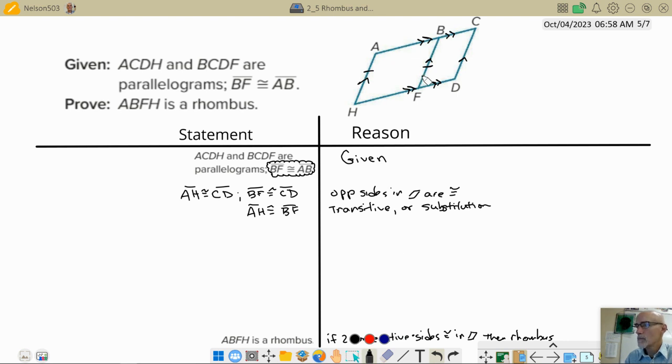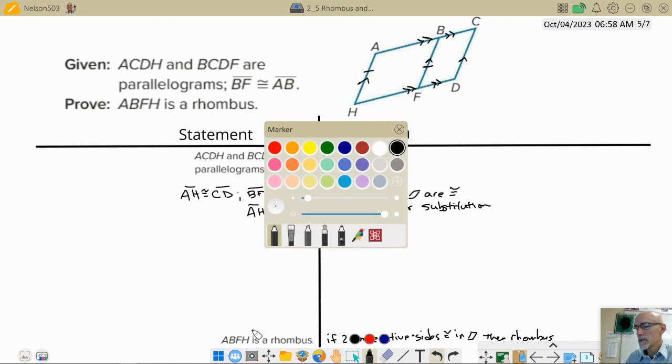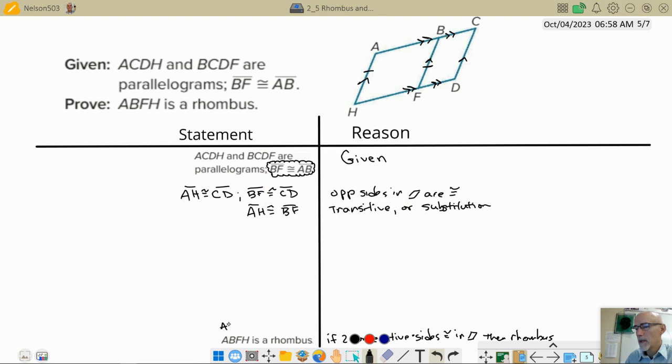Okay. So now the next thing I'd like to do, because remember, I'm trying to get this thing to be a parallelogram down here. I'm trying to get ABFH to be a parallelogram. So let me just come down here and put that down. I'm going to try to get ABFH to be a parallelogram. Is a parallelogram. All right. And the way I'm going to do it is opposite sides congruent. If opposite sides congruent, then parallelogram. All right. Okay.